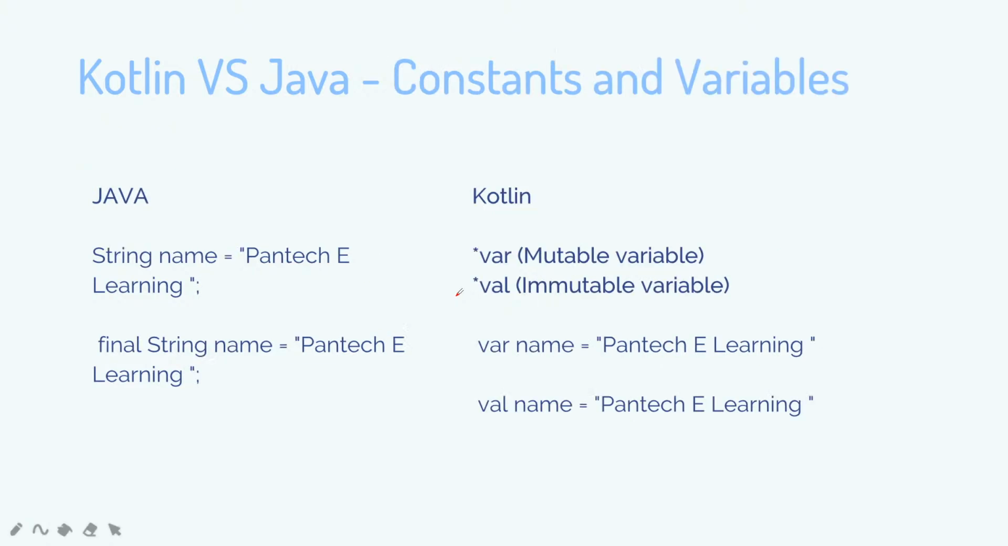Okay, so when we come to the next one, it is constant and variable. How can we build a constant and a variable? Here you can see Java. If you want to create any variable, we need to use String, that is the data type name, then the name of that string. Here, like this, we want to give pantechelearning. Then for a final string you can use final String pantechelearning, like that also we need to use.